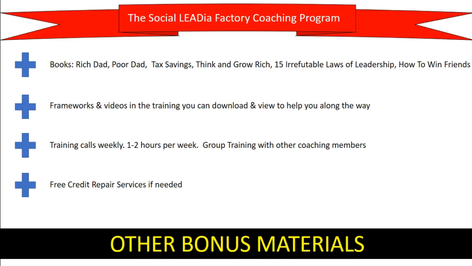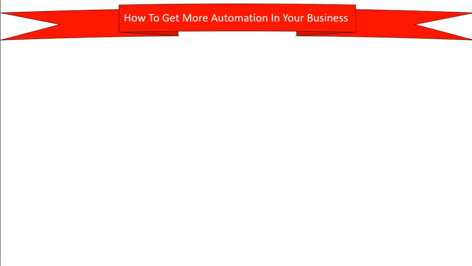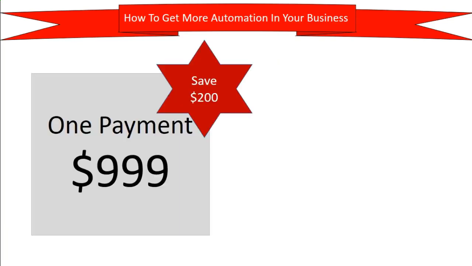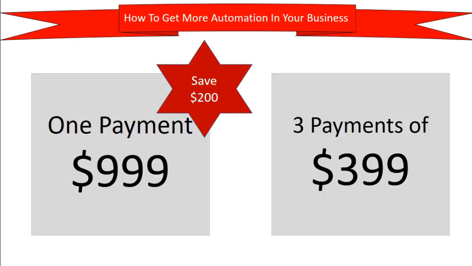All right. If you feel like you're one of those individuals who says, I've got to get my credit together, I've got some things to get off of it, how to rebuild it, that's going to be part of the system too. Okay. And you're going to get all of this for 1 payment of $9.99 or 3 payments of $3.99. All right. And if you just do the 1 payment of $9.99, you save $200.